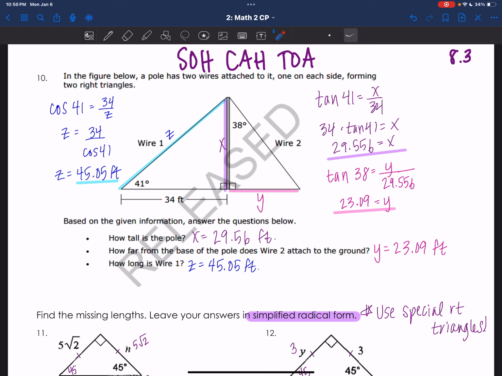So to figure this out, we can use tangent. So we're going to use opposite over adjacent. And then that's where I got the information here. And I'm going to leave this out a few decimal places just because I need this to plug into the next part. Now that we know that this is 29.556, now we can use this to find y. So remember again, you're just cross multiplying when you set this up. So you're going to multiply both sides by 29.556. And you're going to take the tangent.